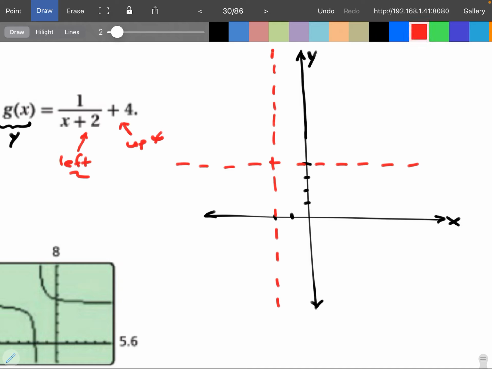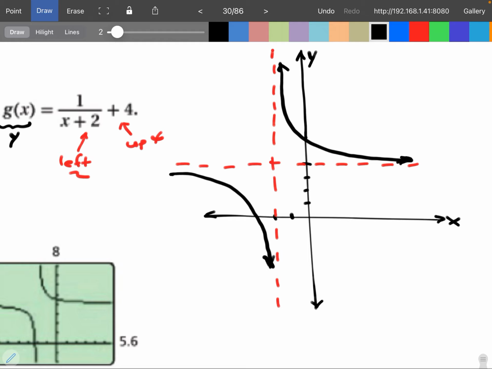There you go. So we'd have part of the graph here in quadrant 1, which would look like this. And then the other part would be over here, like it's in quadrant 3. Kind of like that.